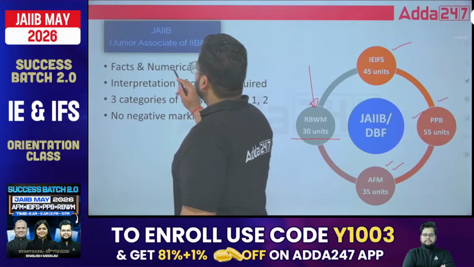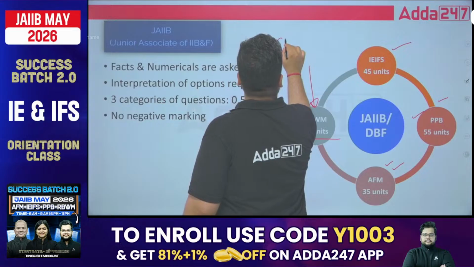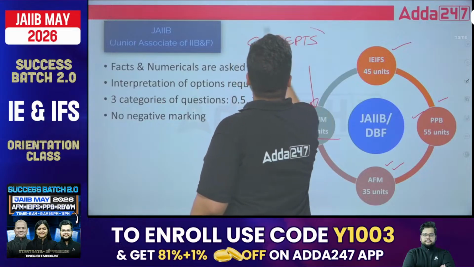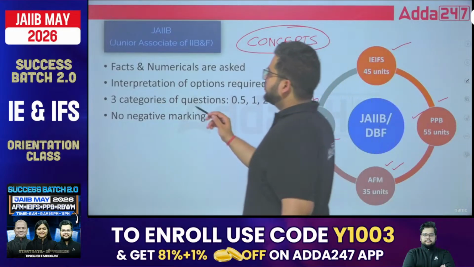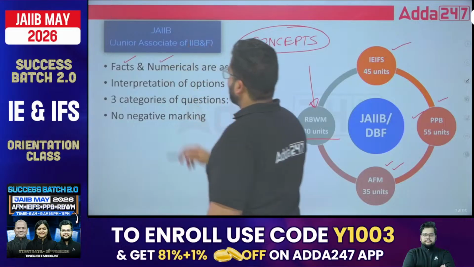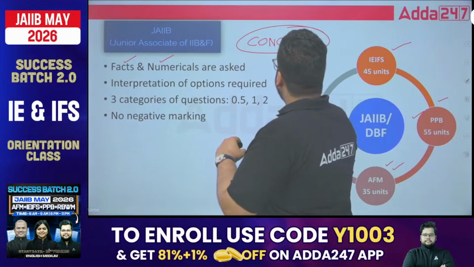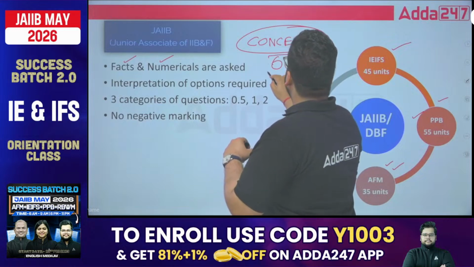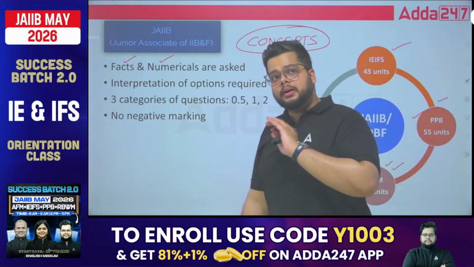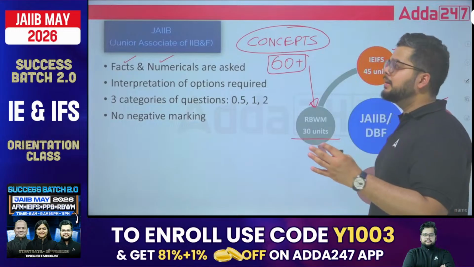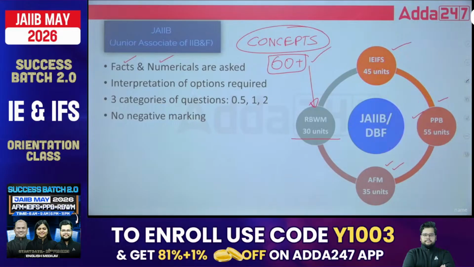First and foremost, not only the concepts. Concepts are important, no doubt about that. Concepts will be making or breaking your chances of qualifying the JAIIB examination. But along with that, also lay special emphasis on the facts and the numericals, the formula-based questions. Because ultimately, if you are trying to secure 60 plus marks, only concepts won't help you. Concepts are required, but based on concepts alone, can you crack the JAIIB examination and score 60 plus in all the subjects? No, it cannot be done.